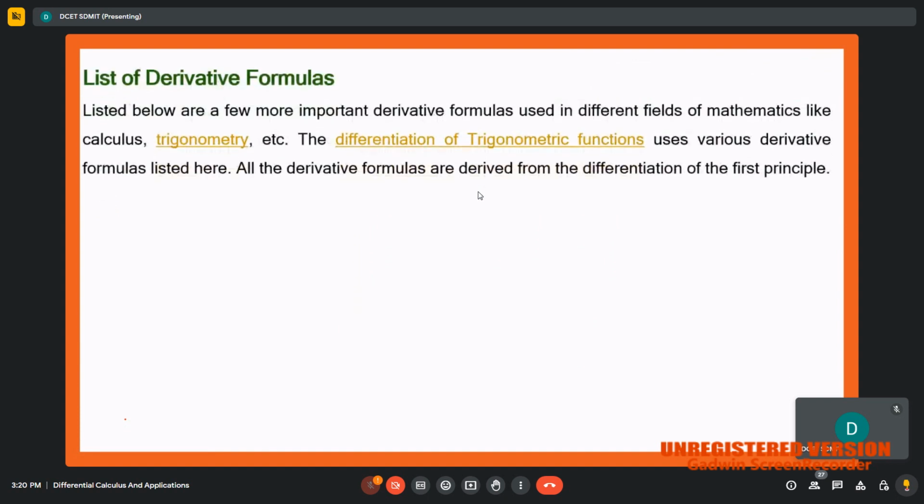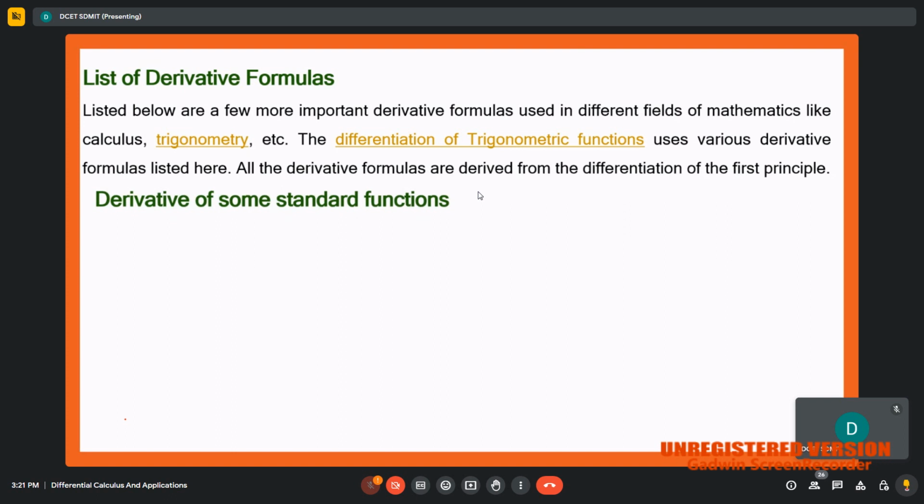Next, now we will look at some standard derivative formulas. Here there are different types of derivative formulas. First, important derivatives for use in different fields of mathematics, like calculus, trigonometry, etc. The differentiation of trigonometry functions uses various derivative formulas listed here. All the derivative formulas are derived from the differentiation of the first principle.